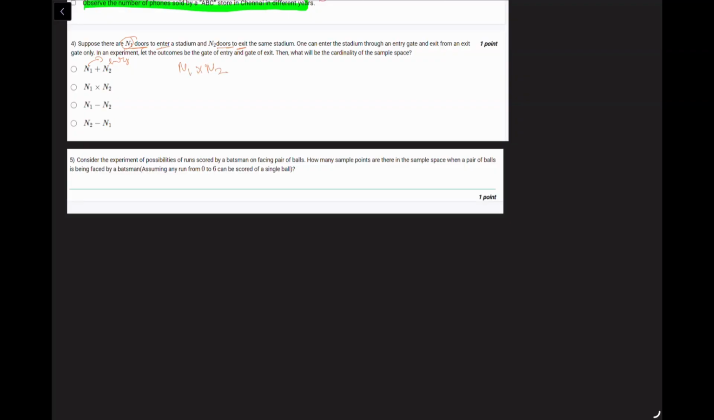What does cardinality mean? Cardinality shows the size of the sample space. How many total outcomes are there? So each outcome is going to be a pair: N1 entry, N2 exit. If there are N1 entry doors and N2 exit doors, for every way of where to enter, you can leave through any of the N2 exits as well. So the total number of unique ways or outcomes is going to be N1 times N2. This is the same as the multiplication rule: if one event can occur in m ways and another in n ways, together they give you m times n ways. So your right answer is going to be this one.